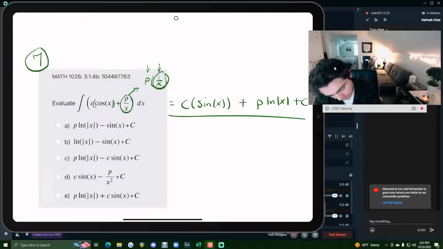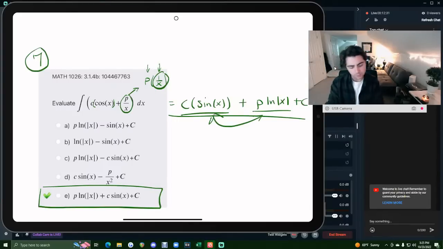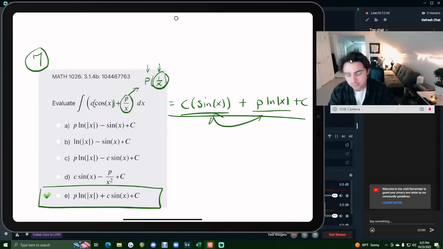I think I see it in option E, but what they've done is just flip-flop these two terms. That's okay, because addition is what's known as commutative, so it allows you to flip-flop those terms around that plus sign. All right, hopefully that makes sense. We're going to keep rolling.